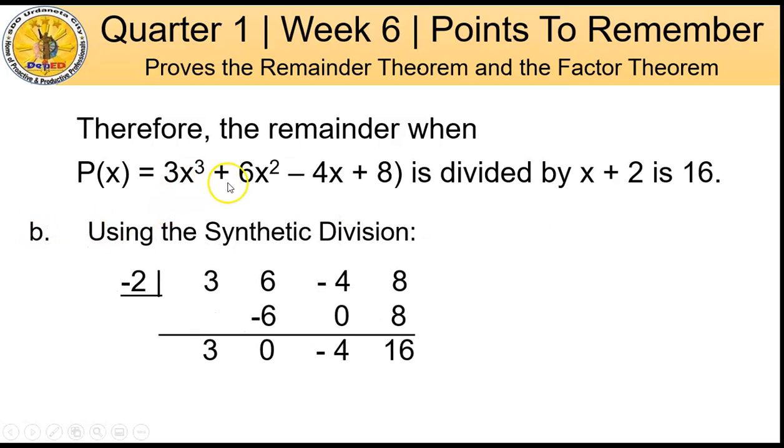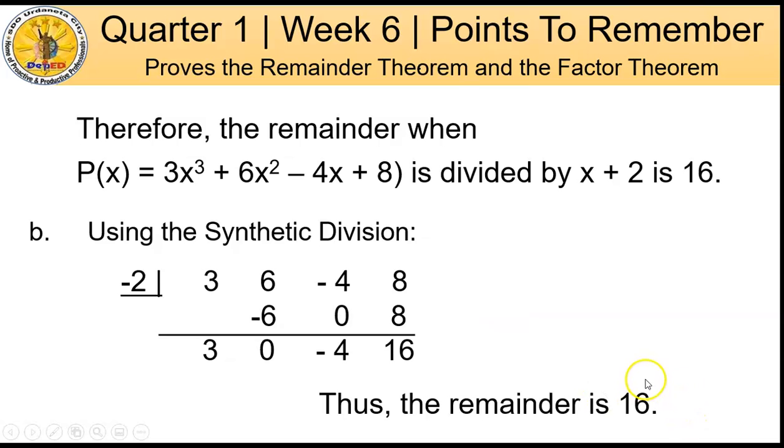So of course, kukunin natin yung linear coefficients niya, then ng lesson natin before. So we have 3, 6, negative 4, and 8. We divide it by negative 2. So we bring down 3 times negative 2, we have negative 6. 6 minus 6 is 0, times negative 2, we have 0. Negative 4 plus 0 is negative 4. Negative 4 times negative 2 is positive 8. 8 plus 8 is 16. Thus, the remainder is 16. So you can see, mga anak, na kahit anong gamitin natin sa dalawa, pareho lang ang makukuha natin na remainder.